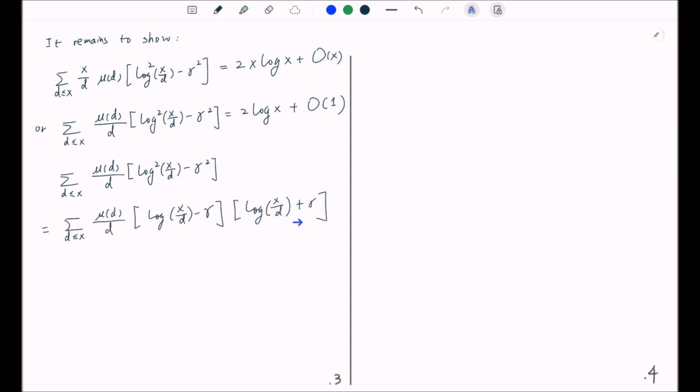And now let's look at this factor. By Euler's theorem, or theorem 422, we see this guy can be replaced by the harmonic sum 1 over k for k less than or equal to x divided by d, plus the remainder term big O of d divided by x, namely the reciprocal of this. And we'll simply copy down the rest.